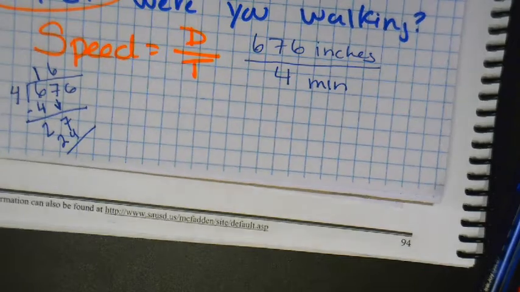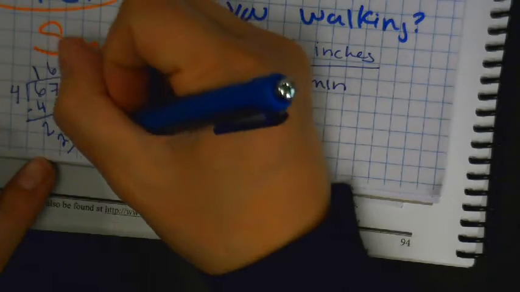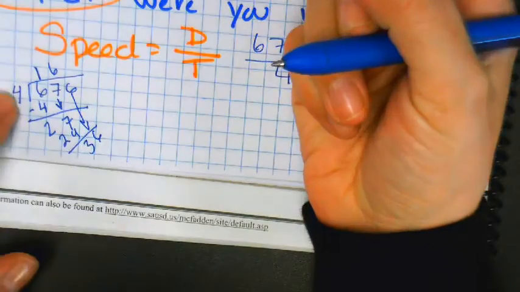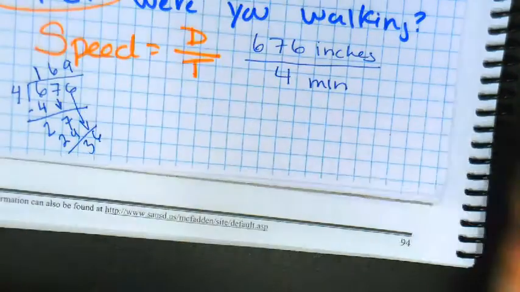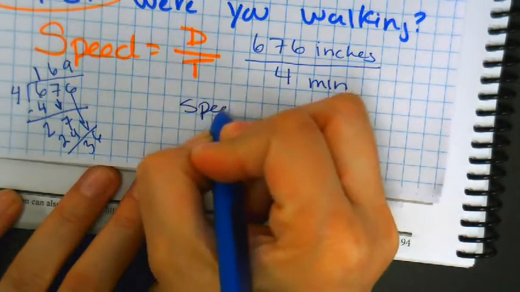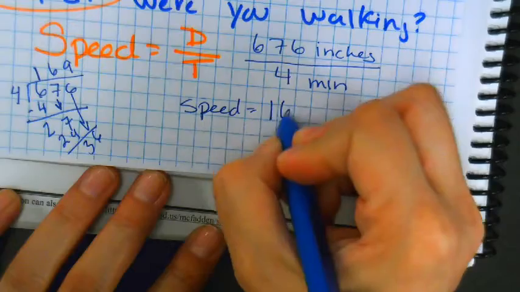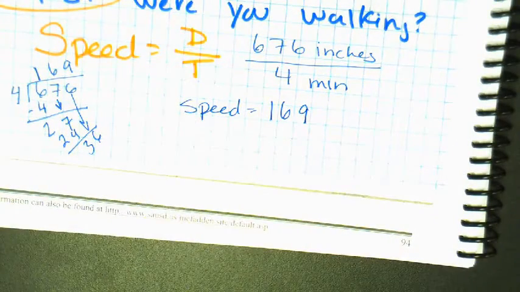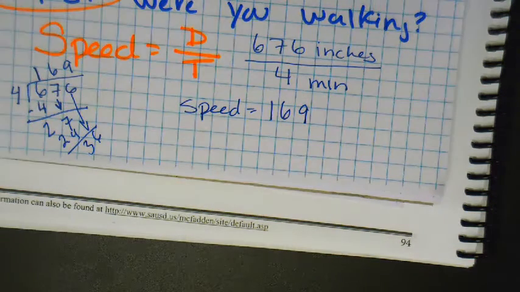All right. So that gives you remainder 3. Bring down the 6. How many times does 4 go into 36? 9. So my speed is equal to 169 what? Did any of these words repeat? No. So can I cross out anything? No. So guess what? These are my units that I use. Inches per minute.